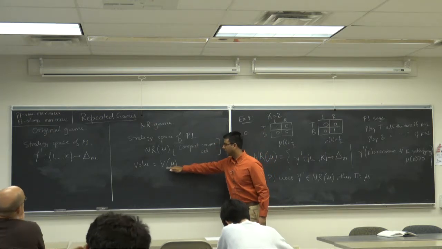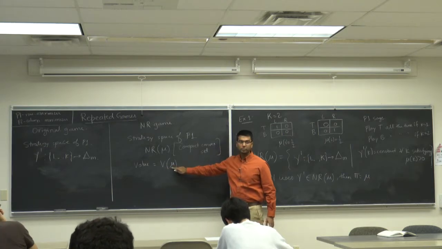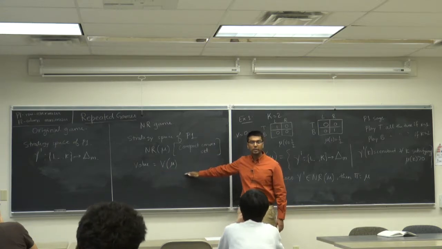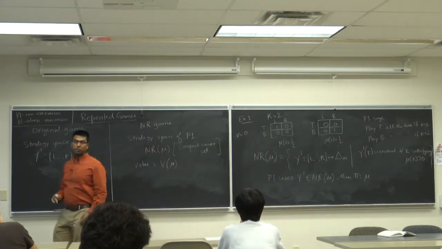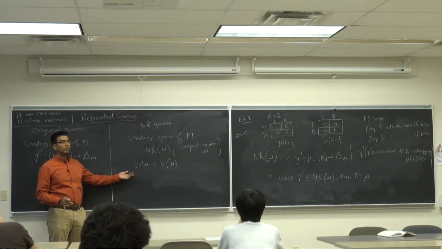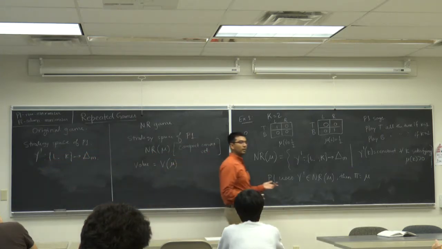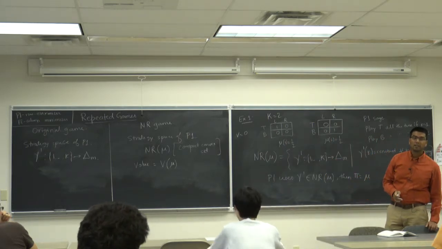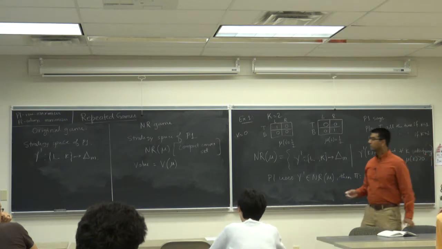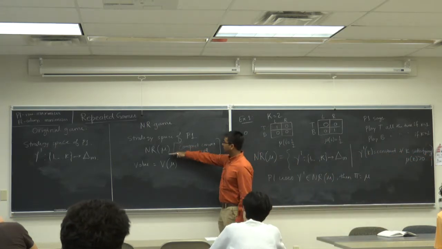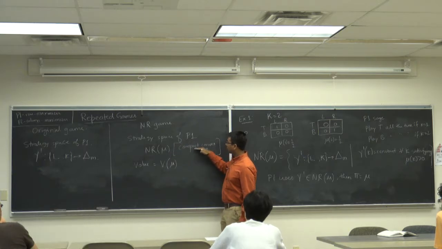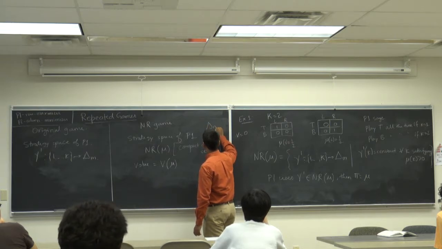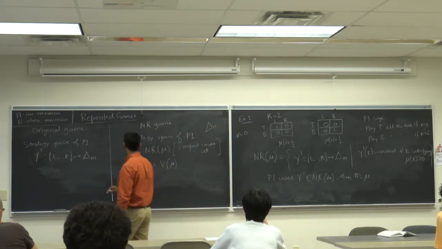The value is given by V, which is a function of mu. That's the value of this game. Why would a value exist in this game? Can someone tell me what theorem we have studied to prove that a value would exist in this game? Yeah, what was the theorem's name? It's Rosen's theorem. Because the strategy space of P1 is a compact convex set. The strategy space of P2 is also delta n.